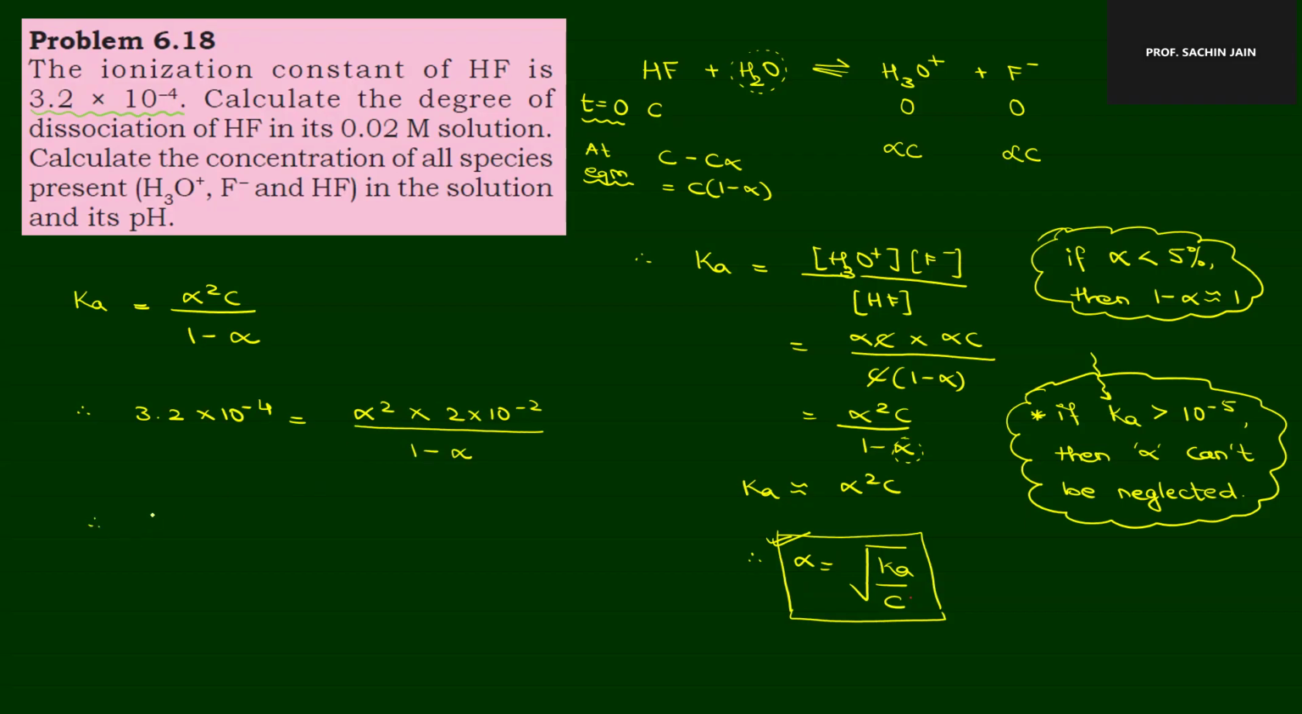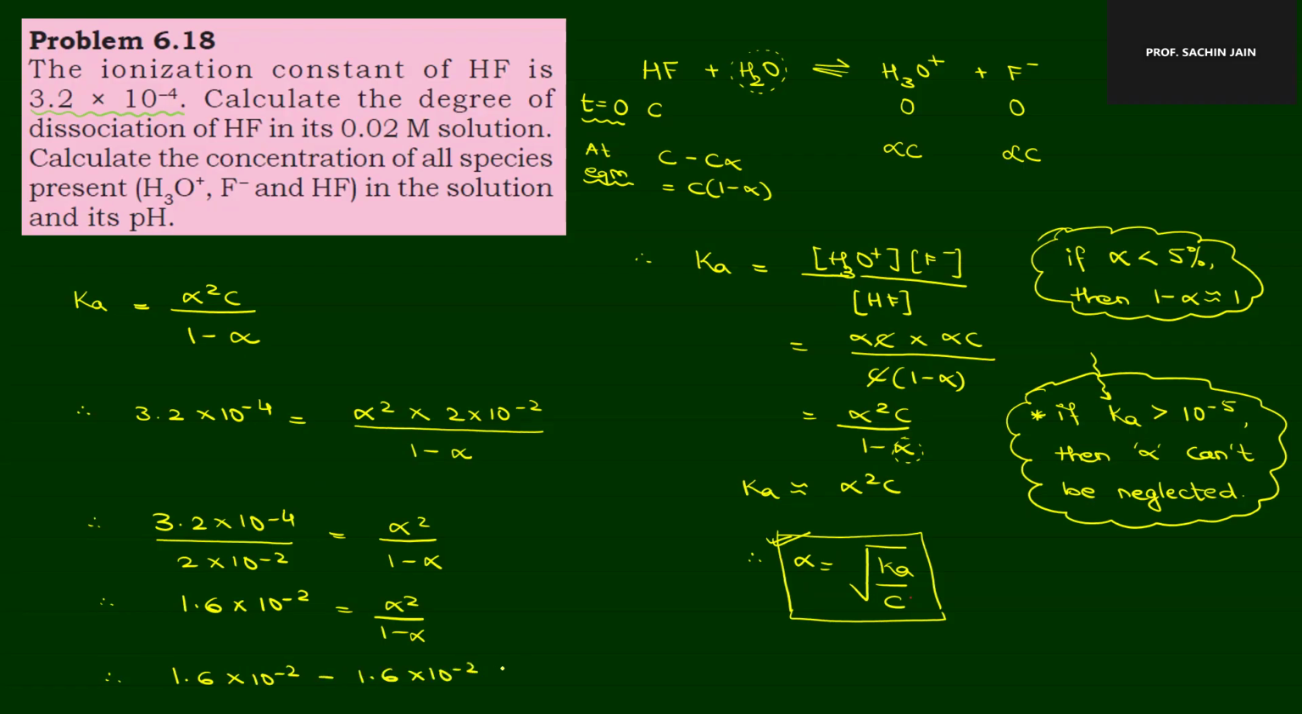So let's take this 2 into 10 raised to minus 2 wala term on the left hand side in the denominator, and we have alpha square upon 1 minus alpha. So this becomes 1.6 into 10 power minus 4 है, तो minus 2 ऊपर चला जाएगा and alpha square upon 1 minus alpha. अब multiply, so you have 1.6 into 10 raised to minus 2 minus 1.6 into 10 raised to minus 2 and equals to alpha square.